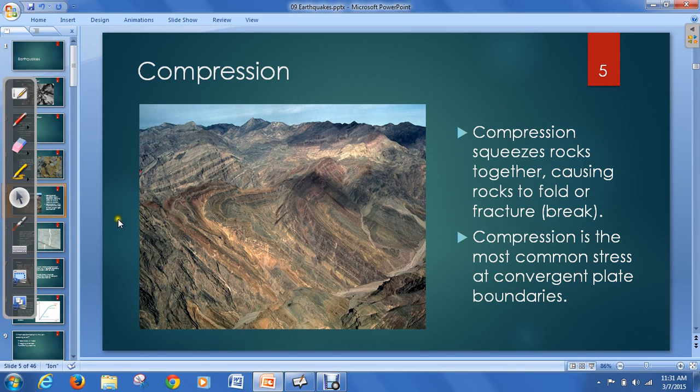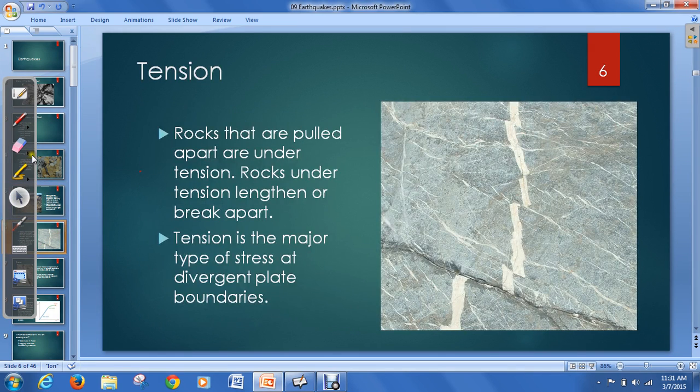Then the next type of stress is what we call tension. What that means is that the rocks are actually being pulled apart, and they will either lengthen or break apart. And again, tension is the major type of stress at divergent plate boundaries.